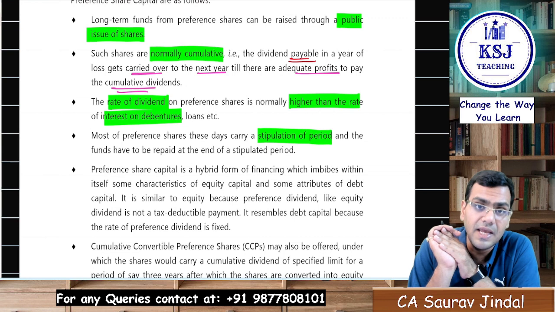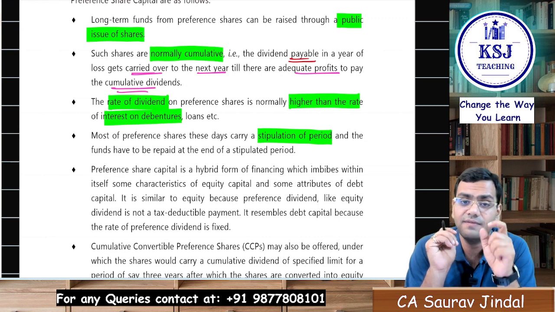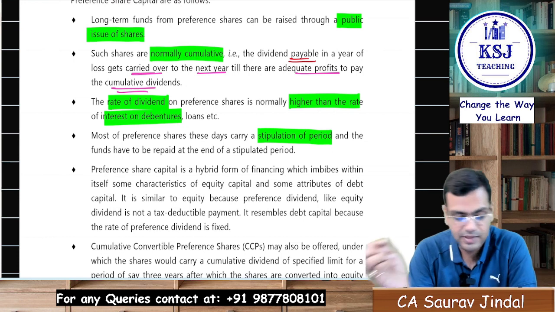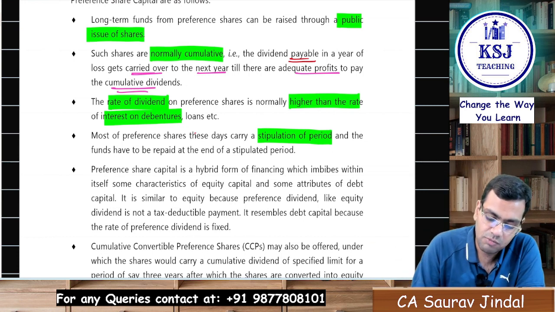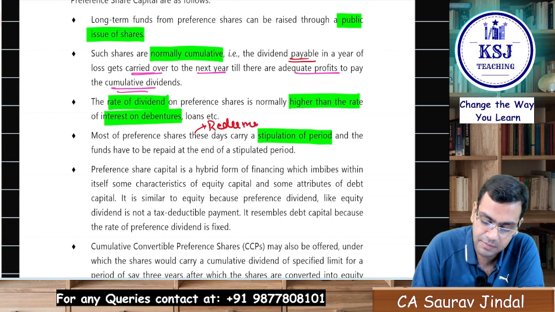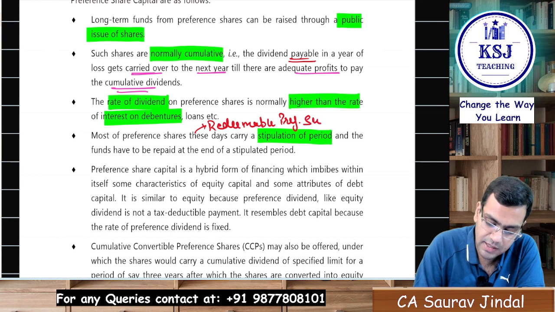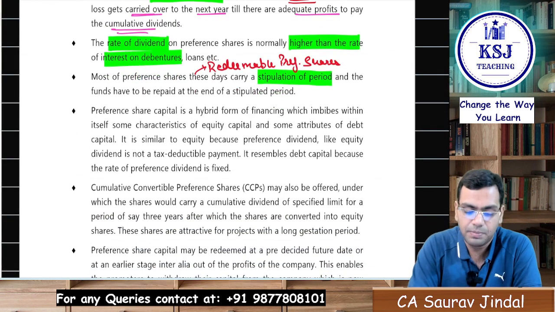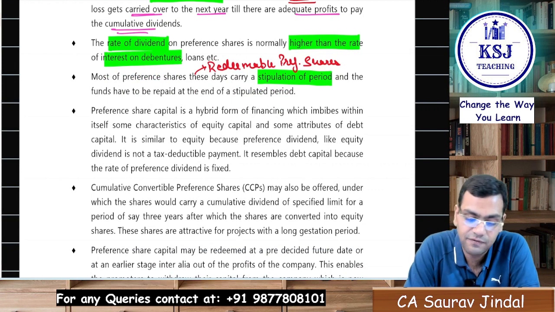What does it mean? In the chapter cost of equity, we have discussed redeemable preference shares. That is, in today's time, most of the preference shares are redeemable preference shares, right? So preference share capital is a hybrid form of financing.